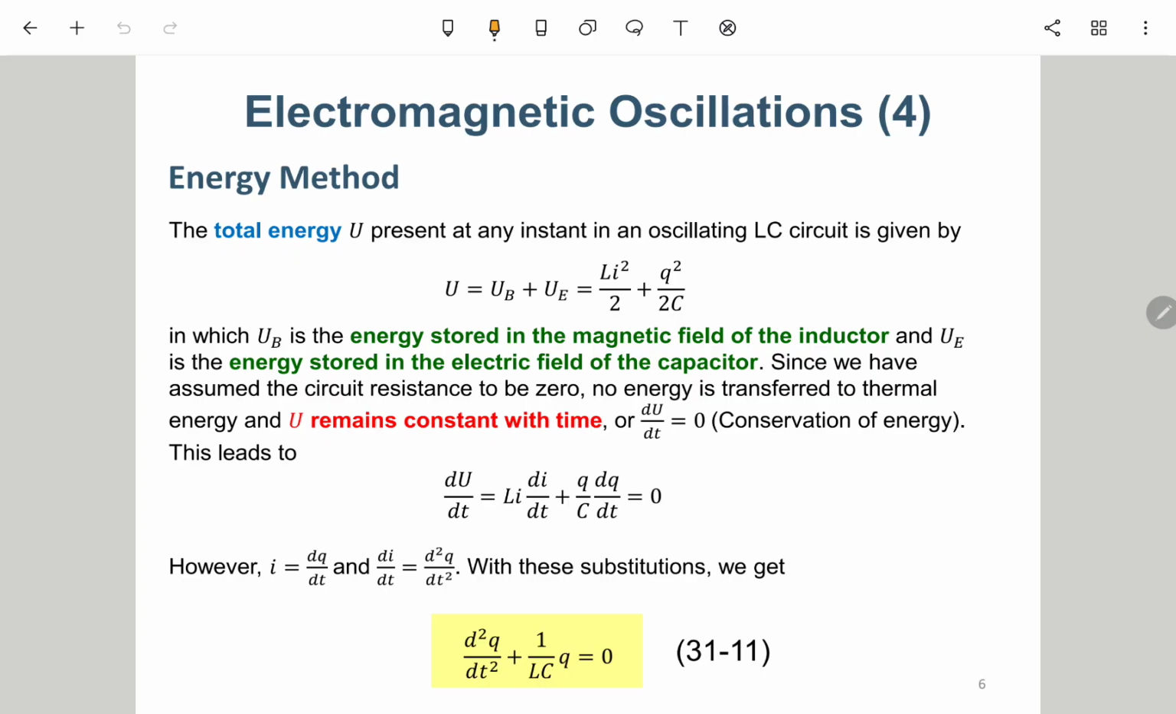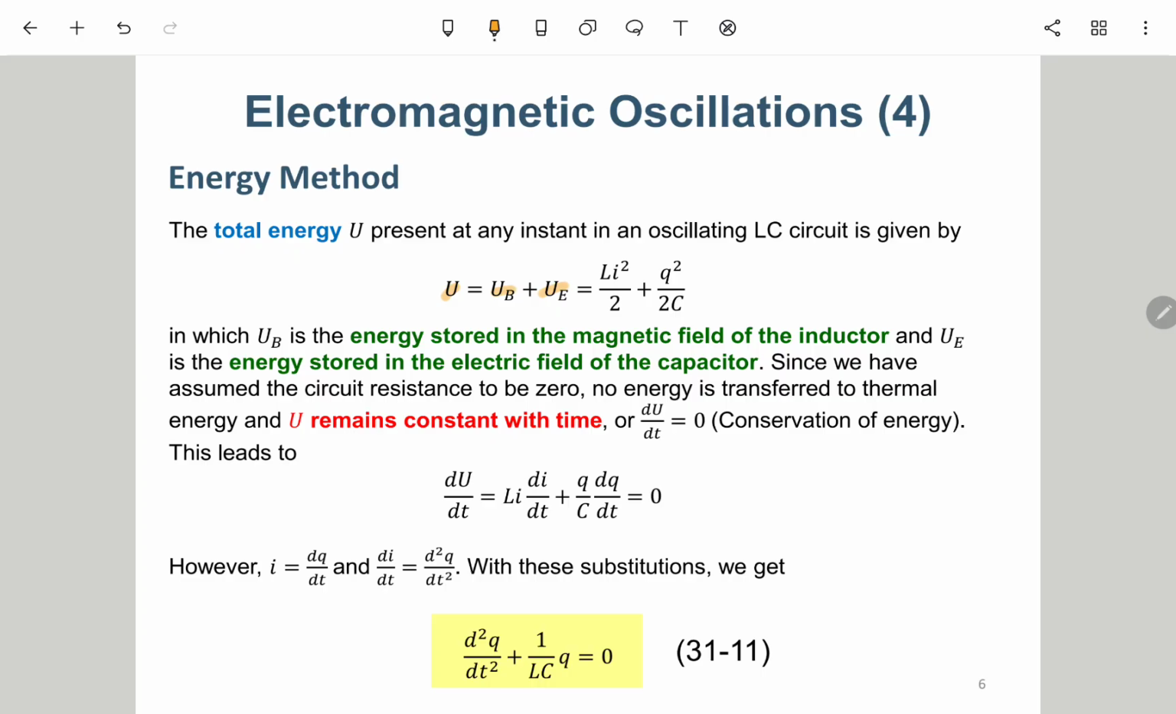In the last chapter, chapter 27, it also mentioned the energy method. At that time, the energy method looked so stupid, but here I think the energy method is quite interesting. So let's take a look. U is the total energy, and it consists of UB and UE, which are half of Li squared and Q squared over 2C.